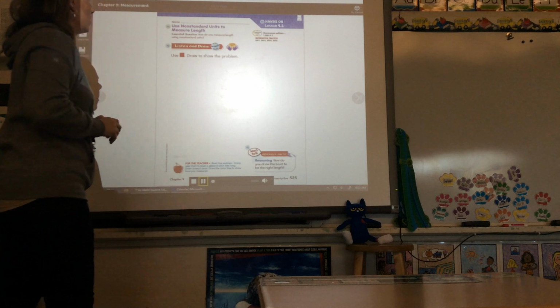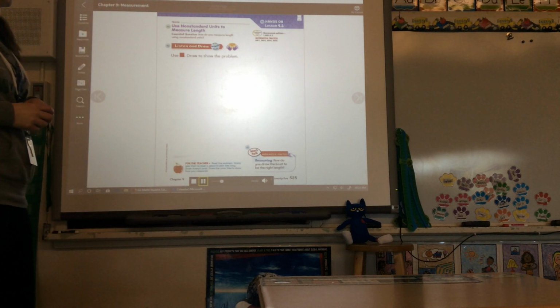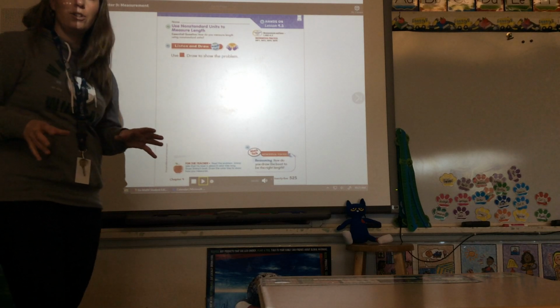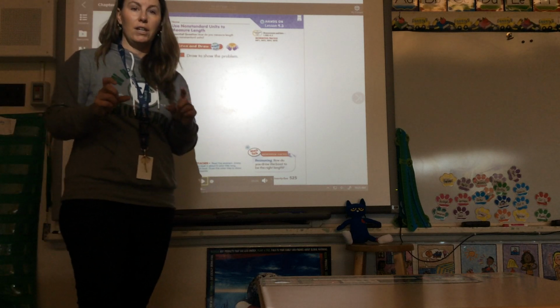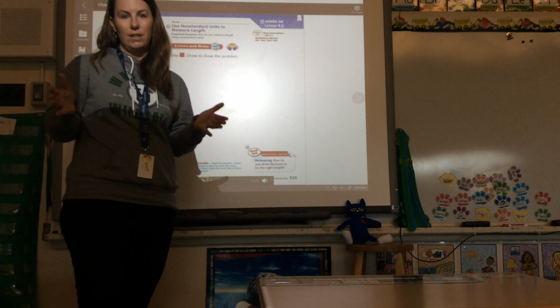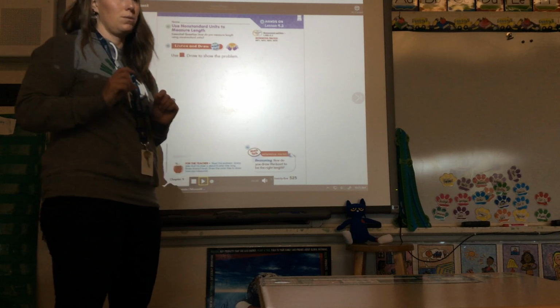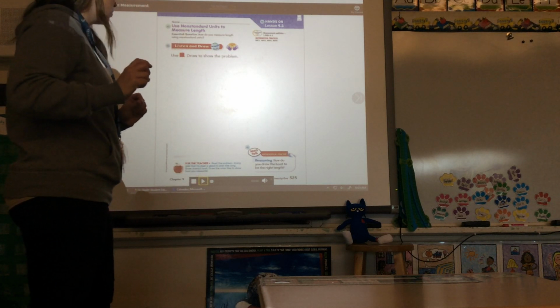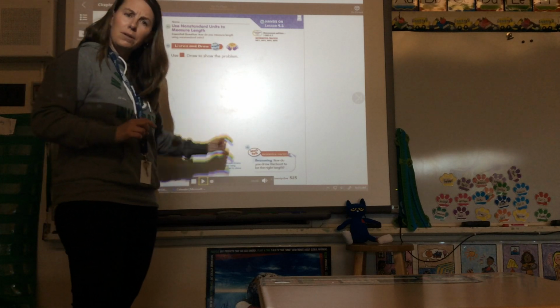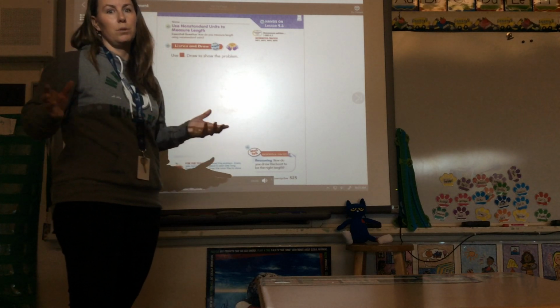It's our first direction. Use non-standard units to measure length. Essential question: how do you measure length using non-standard units? Our non-standard units that we will be using are the cubes, and each of you did get in your packet little squares that you could cut out to use for cubes. Today I can't put the cubes up here, they will fall down, so I will just be drawing them.